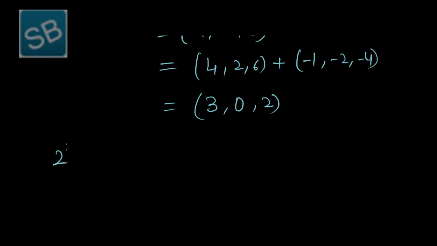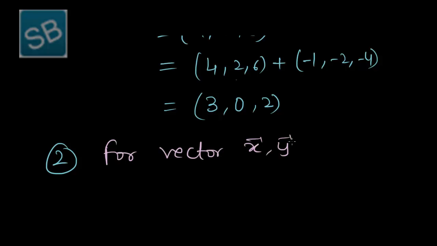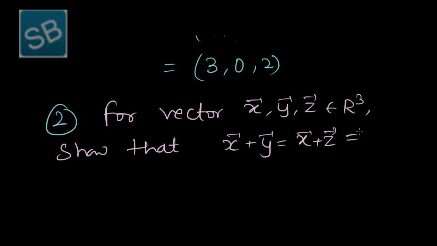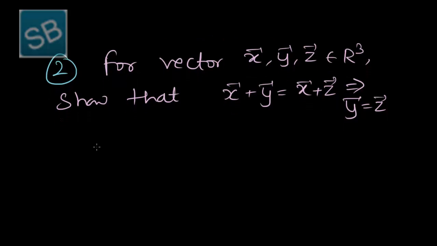Now the next problem is: vectors x, y, z belong to R cube. Show that if vector x plus y is equal to vector x plus z, that implies vector y is equal to vector z. So we have to prove this result.